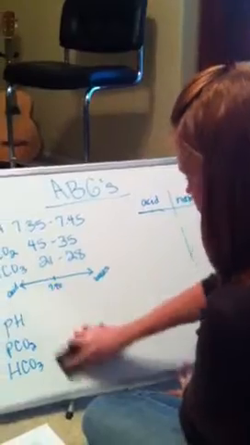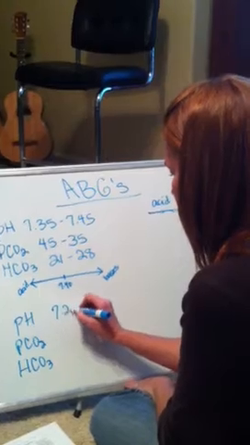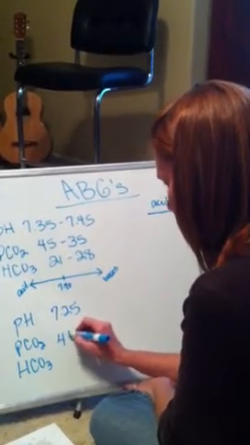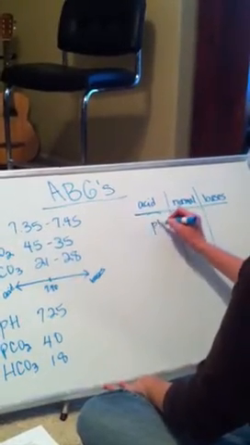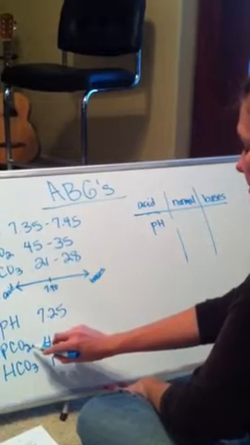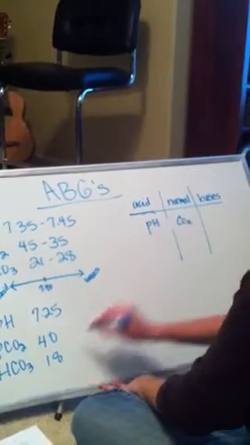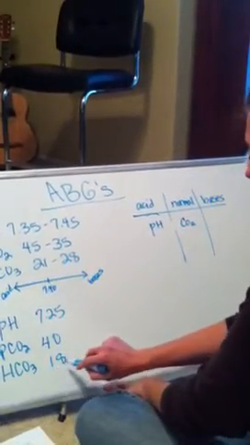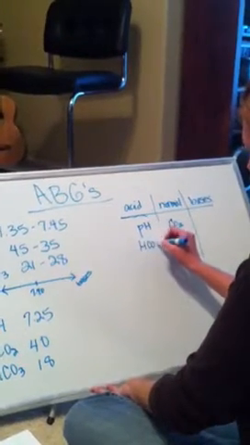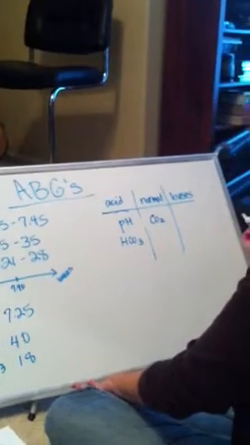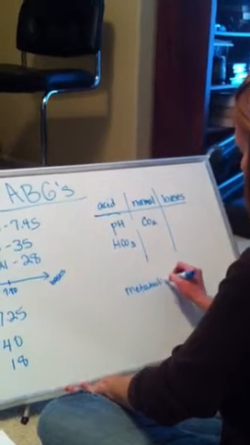Okay, so the next one, 7.25, 40, and 18. So our pH is acidic again. The CO2 of 40 is in the normal range. Your HCO3, your bicarbs are 18, and that's going to be in the acidic range. And bicarbs are metabolic, so you have metabolic acidosis.